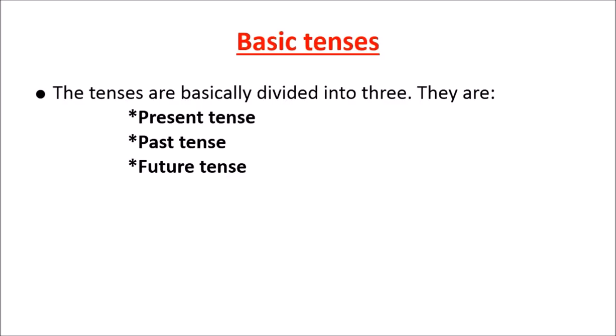Now, let's learn basic tenses. So, the tenses are basically divided into three. They are present tense, past tense and future tense. So these three tenses are the base for the 12 tenses in English. Clear?